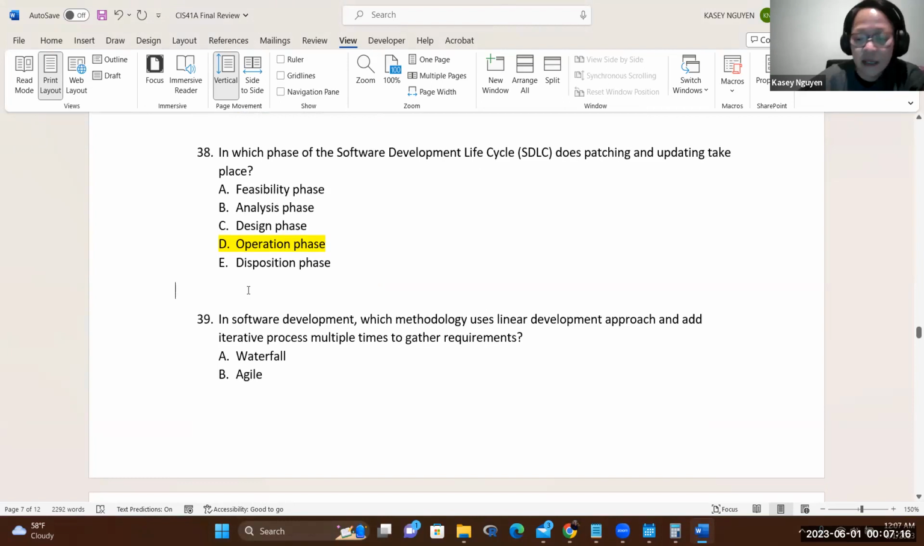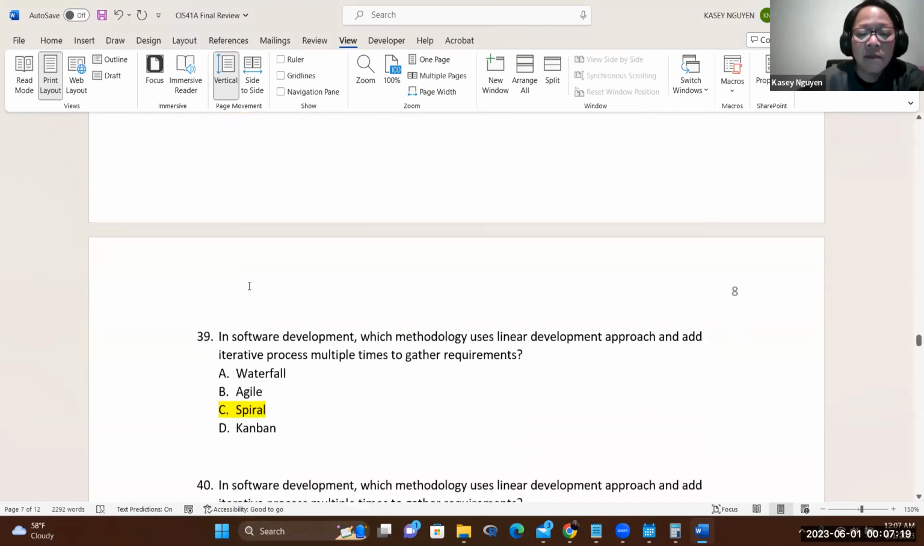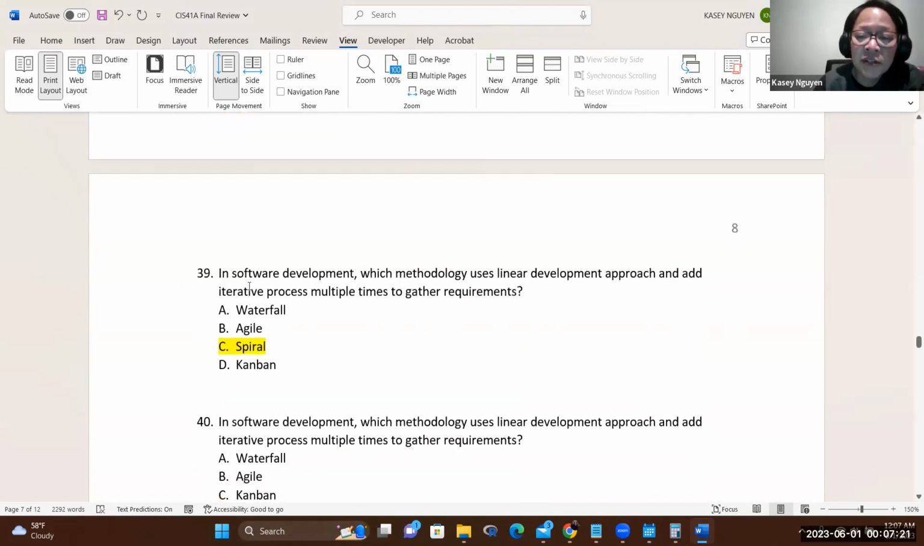39. In software development, which methodology uses a linear development approach and adds an iterative process multiple times to gather requirements? That is your spiral model. So the spiral model allows you to add based on the requirements, and those could change over time throughout the development project, compared to waterfall that is from the beginning to end, and then agile or Kanban. So C for number 39.